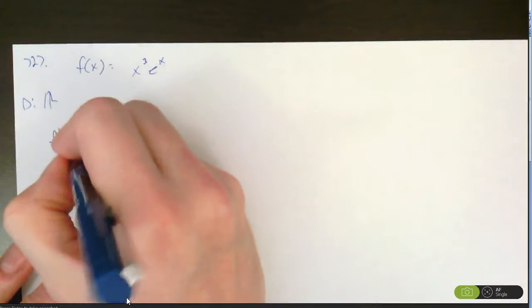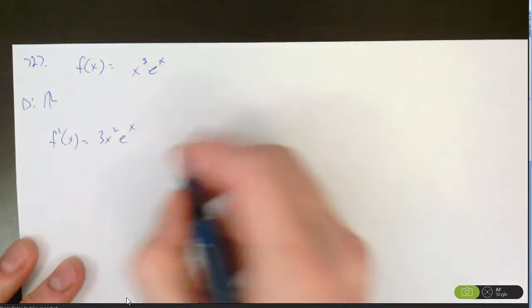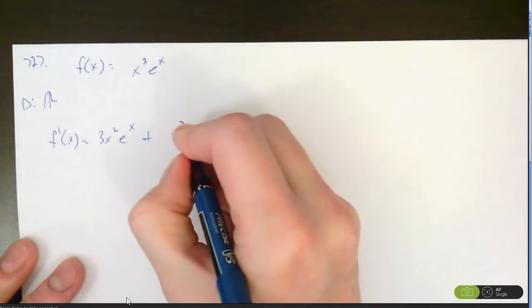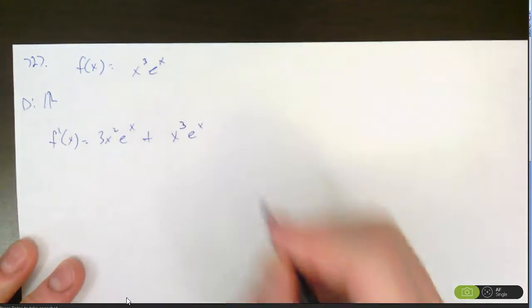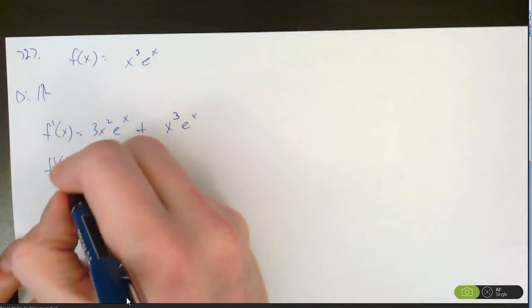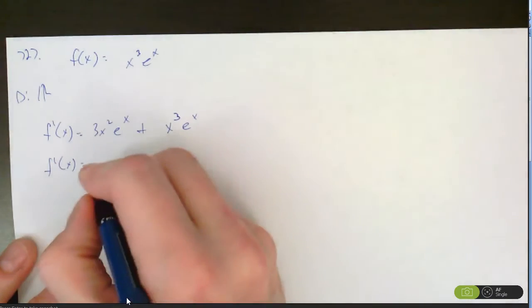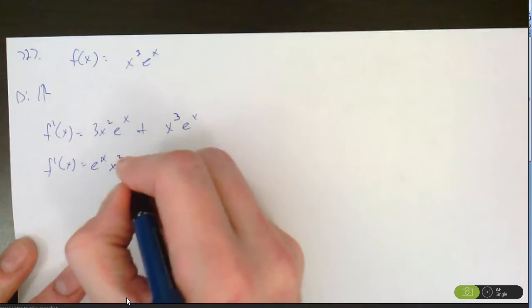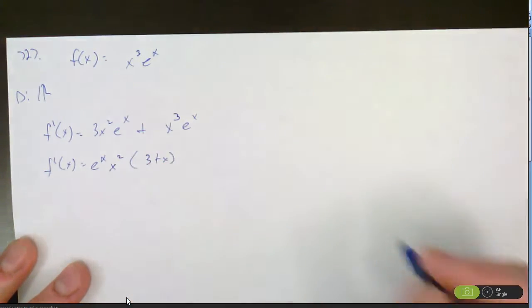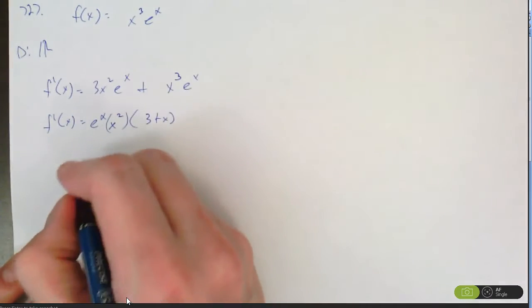Now, the first derivative for this function is going to be a product rule of 3x squared times e to the x plus x cubed times the derivative of e to the x, which is e to the x. Now to find those zeros, I suggest you factor out the e to the x and an x squared. That leaves you with 3 plus x. So we're going to get two zeros then for this. When x is 0 and when x is negative 3.